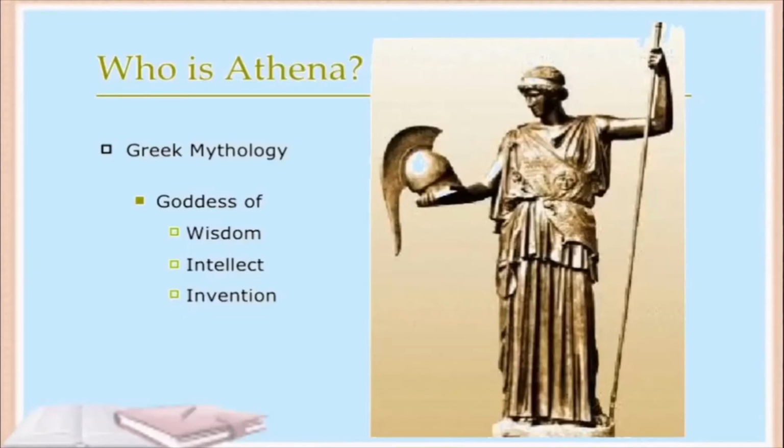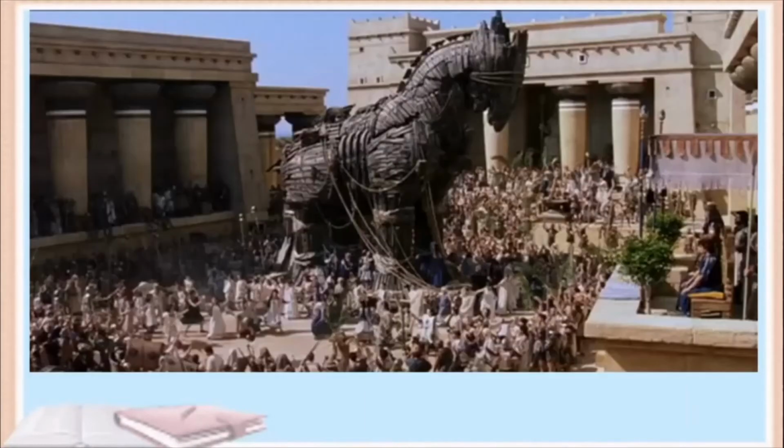So who's Athena here? Athena is the goddess of wisdom, intellect and invention. And they also said that since they are going away on a voyage, they wanted to offer something to the sea. Okay, so that is why the horse was constructed.